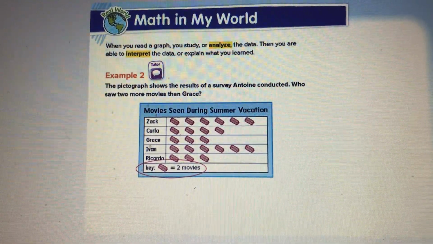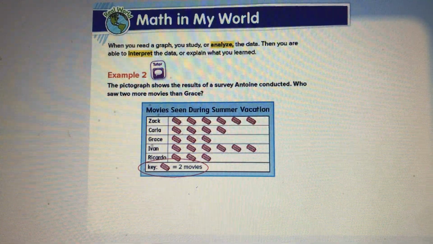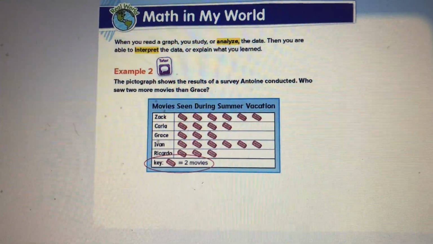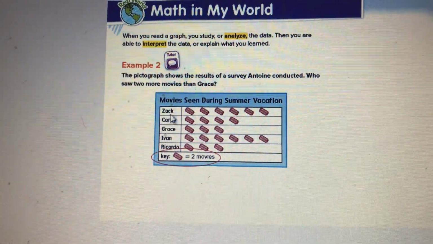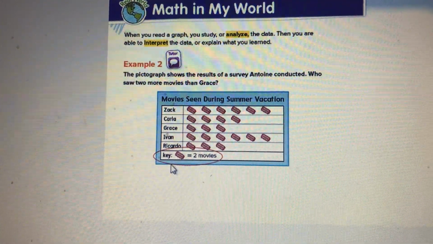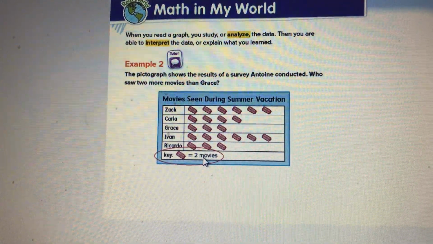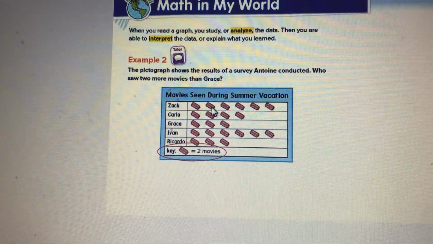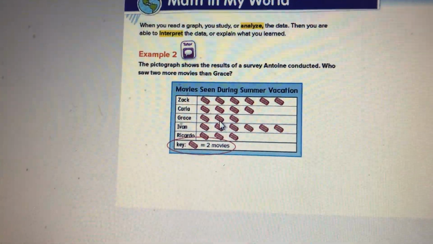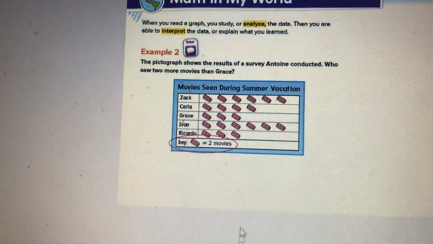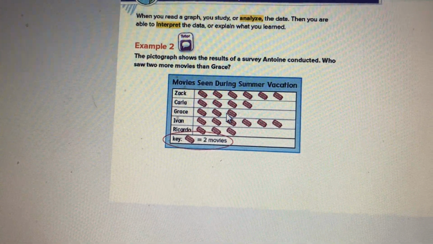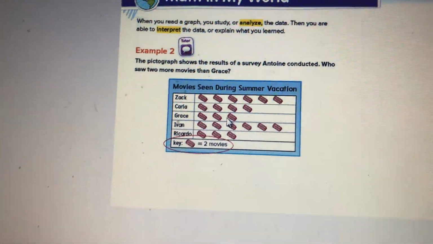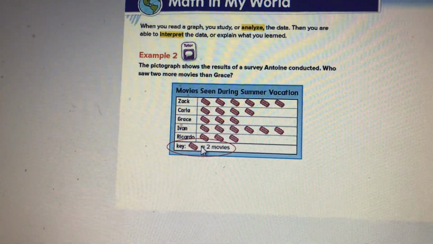So here's another example. The pictograph shows the results of a survey Antoine conducted. Who saw 2 more movies than Grace? Again, for a pictograph, you first look at the title, then you look at your key. Each ticket represents 2 movies. So Zach saw 2, 4, 6, 8, 10, 12 movies. Carla saw 2, 4, 6, 8. But the question is, who saw 2 more movies than Grace? So I go down to Grace and I see she saw 3, so I need to find the person who saw 1 more ticket or 2 more movies than her. And you can easily see that it's Carla, right?